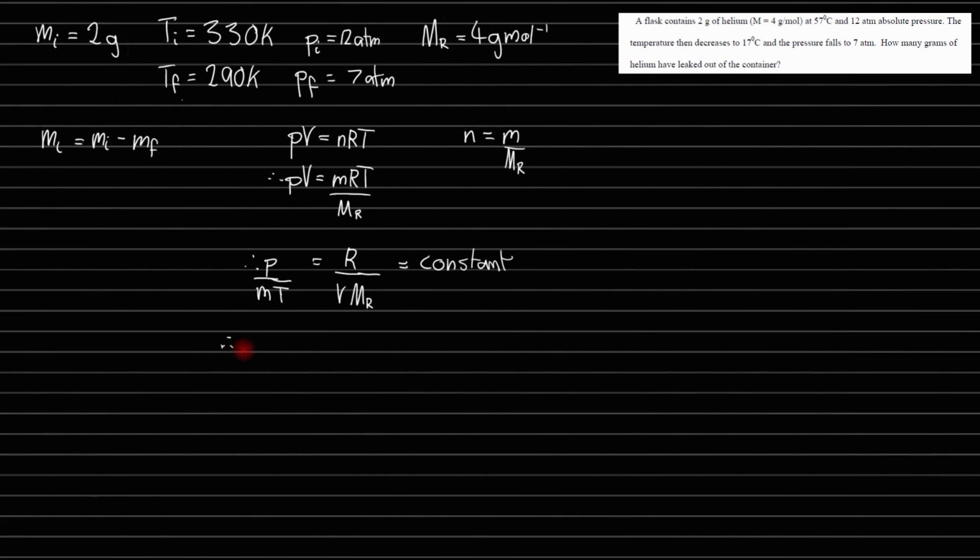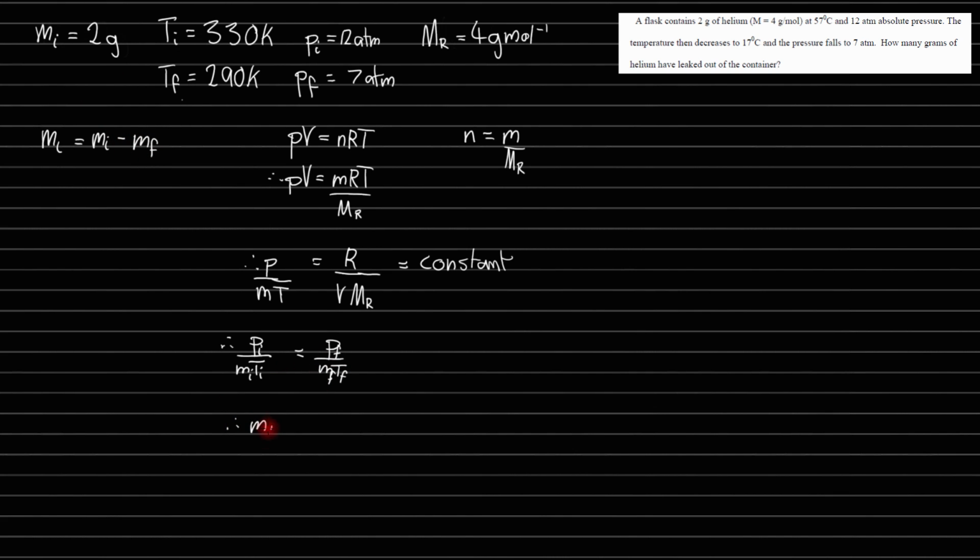So therefore what we can say is that for any value of the pressure divided by the mass times the temperature, that's going to equal any other value. Okay, so our initial states, let me write that a bit neater. Our initial pressure divided by initial mass times initial temperature will equal the final pressure divided by the final mass times the final temperature. And all we need to do now is rearrange to make the final mass the subject. That's the value that we're wanting.